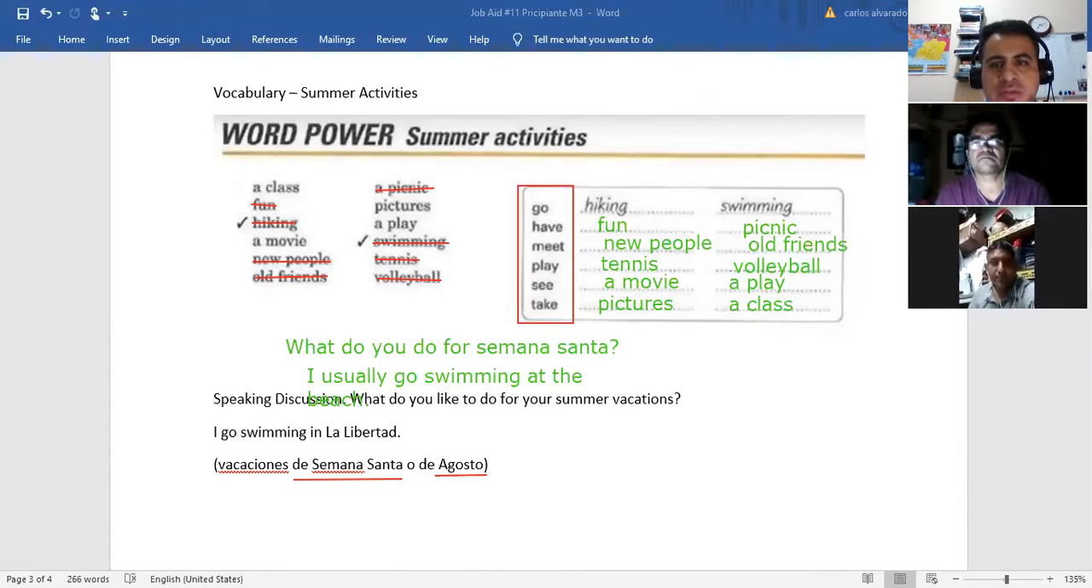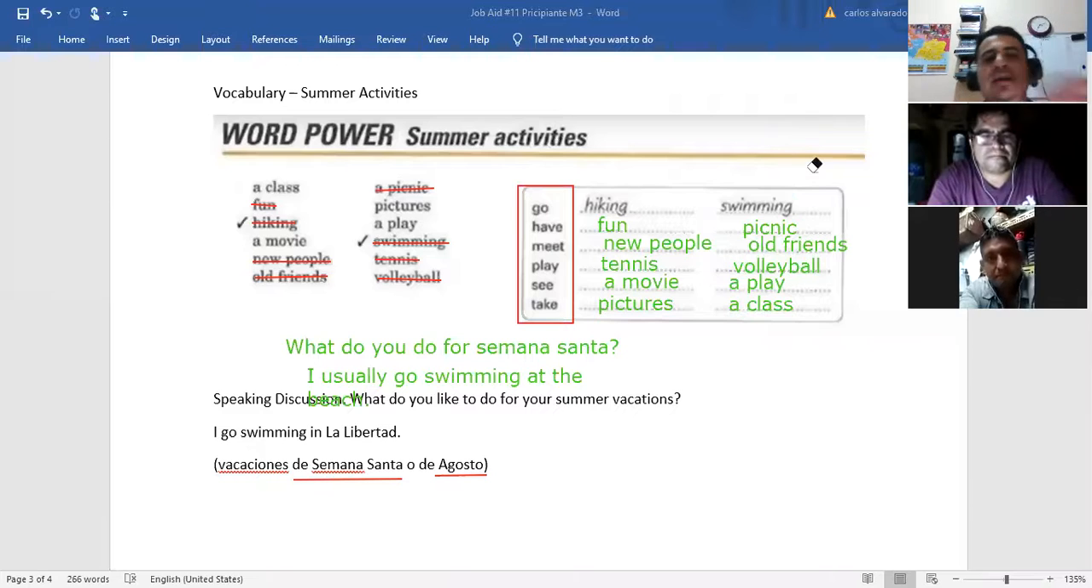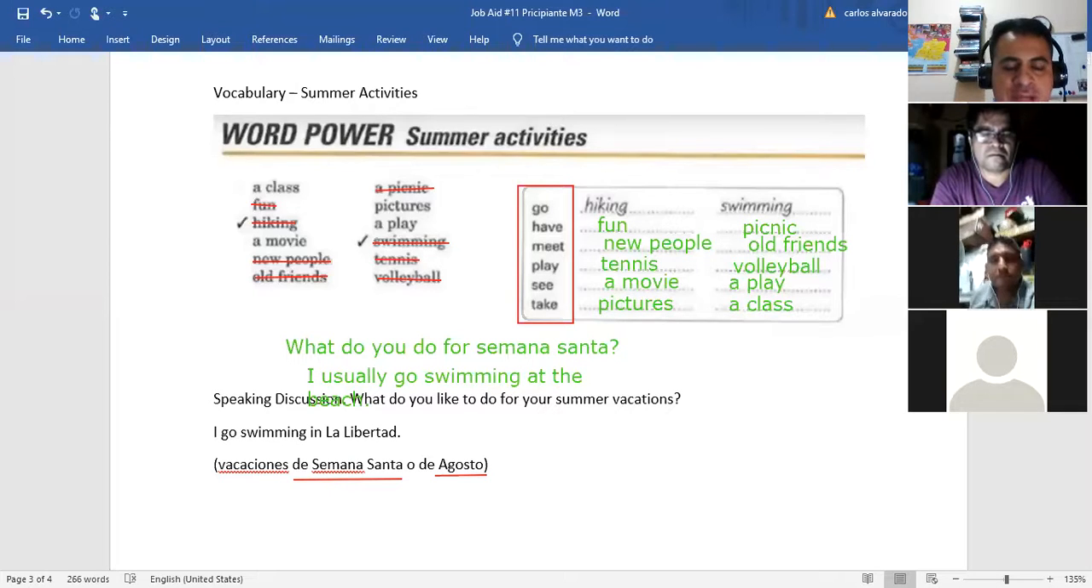Le voy a tomar una captura. Hold on. Sorry. Ahí está. Let me take a picture para que ustedes puedan tener el vocabulario ya completo. Lo voy a poner en WhatsApp. Ah, ¿saben qué? No me sale con recorte, no me va a salir las letras, lo que escribí. Entonces, si alguien puede tomarle solo una foto con su teléfono, ponerlo ahí en el grupo de WhatsApp. Sí, porque si hago un recorte, no me va a salir lo que escribí.